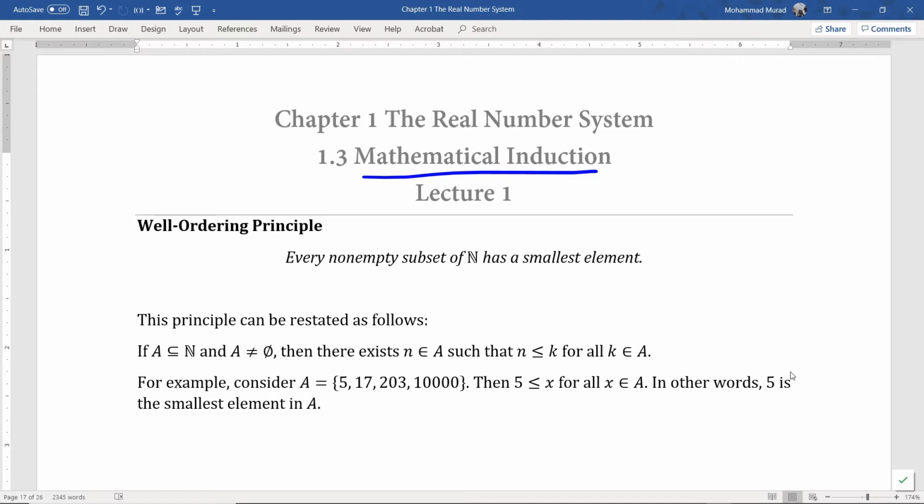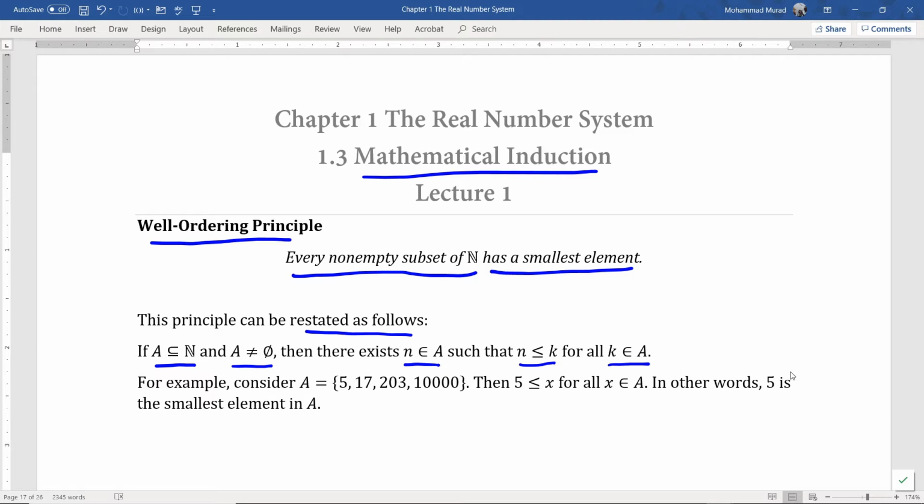Before we begin the discussion of mathematical induction, let's start with the well-ordering principle. This principle says every non-empty subset of the natural numbers has a smallest element. The principle can be restated as follows. If A is a subset of the set of natural numbers, and if A is non-empty, then there exists some element n in A such that n is smaller than k for all k in A.